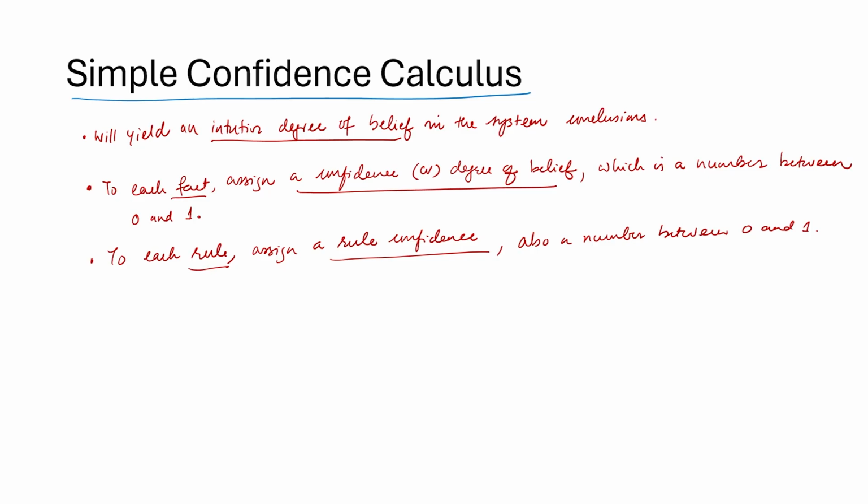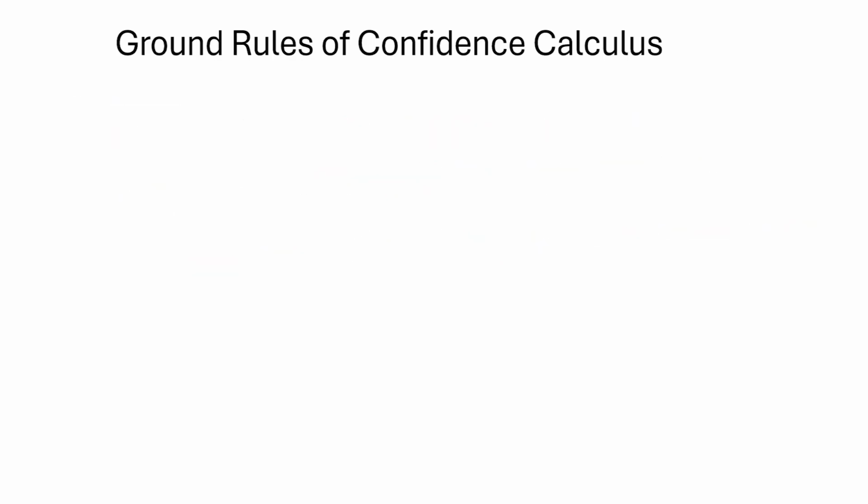In the previous lecture, we were doing expert systems, and we are continuing with them. We were just starting the discussion on symbolic confidence calculus. On the screen, I wanted to show you what we discussed briefly: how the confidence calculus yields an intuitive degree of belief. For each fact we assign a number between 0 and 1, and for each rule we assign a rule confidence between 0 and 1. Now let us get into the ground rules of the confidence calculus.